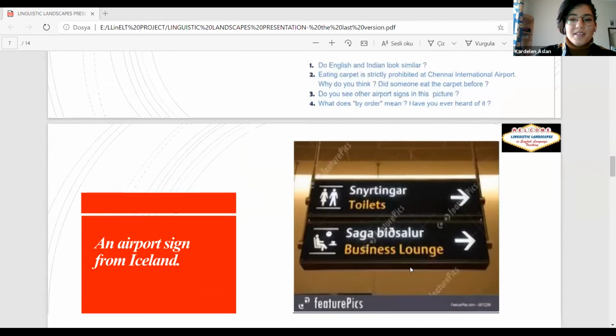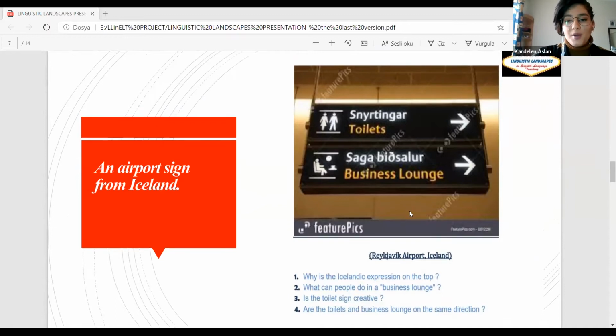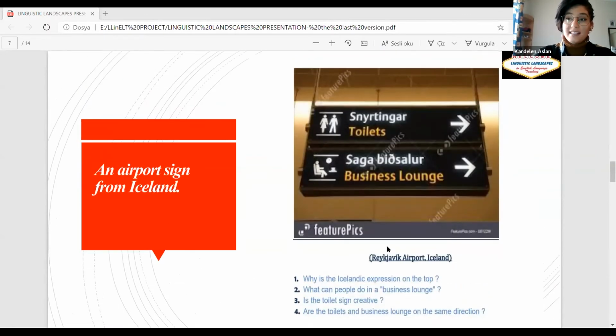And also in the second one, we have a photograph which is from Iceland. So here, again, the students will be introduced to some of the vocabulary related to airport signs, like business lunch. And they're about to activate the background knowledge in their minds. For example, are business lunch and toilets in some directions? So they will just activate their background knowledge. And also we will talk about whether this sign is creative or not.